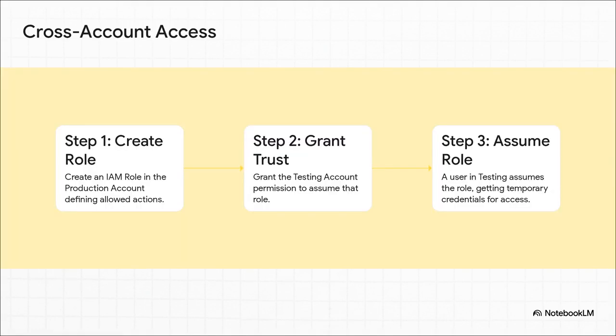So how does a developer on the testing team get secure temporary access to the live production environment? You definitely don't share passwords. Instead, the production account creates a special role. Think of it like a temporary security badge with very specific permissions written on it. A user from the testing account can then assume that role, and they get a temporary key to do only what that badge allows. It's a secure, auditable handshake between different parts of your organization.